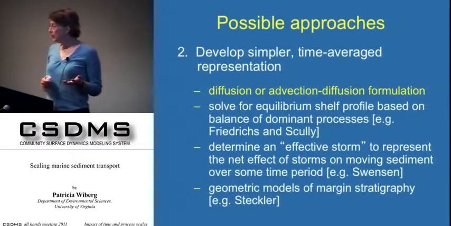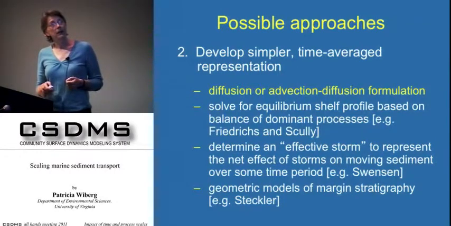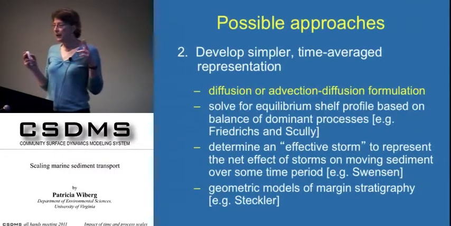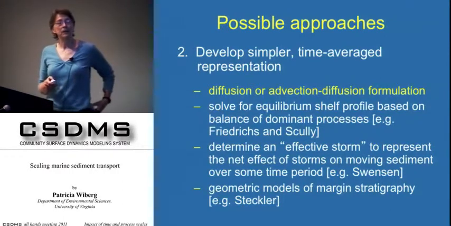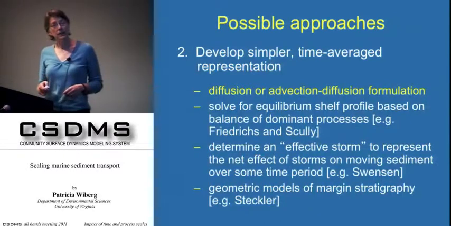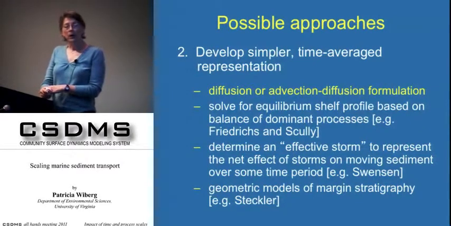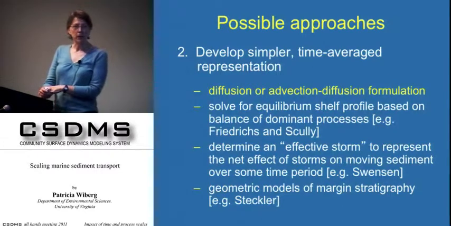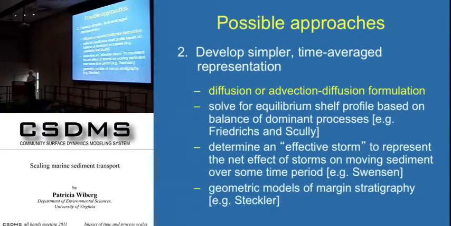Solving for equilibrium shelf profiles, Malcolm Scully and Carl Friedrichs have done some work in that arena. Determining an effective storm, like a representative or effective flood, sometimes it's done in hydrological systems. John Swenson has taken that approach. Or using more geometric models, Mike Steckler has taken that approach. But I'm going to focus more on a diffusive type representation.